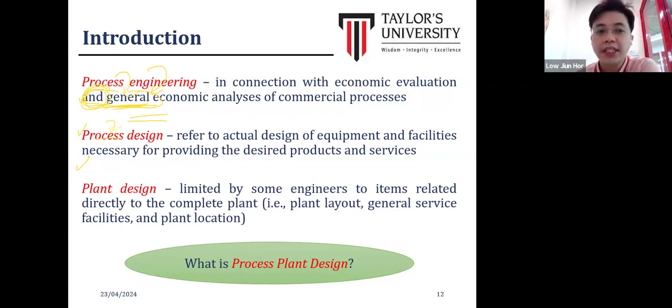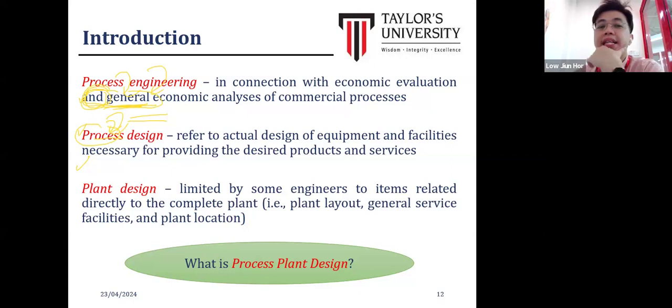Okay, so besides that, just now we focused on process engineering or process engineer. How about the process design? The process design means that we are going to design the equipment and also the facilities that we are going to use in the chemical plant in order to carry out the process that we already selected in order to meet our objective or target or produce a product that we want to produce. This is what we call process design.